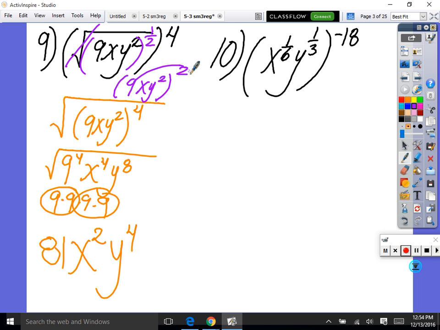So now we have 9 squared x squared y to the 4th. 9 squared is 81. X squared y to the 4th. Do you see how I got there 2 different ways, but still correct? You choose the correct way. Choose whatever way you like best.